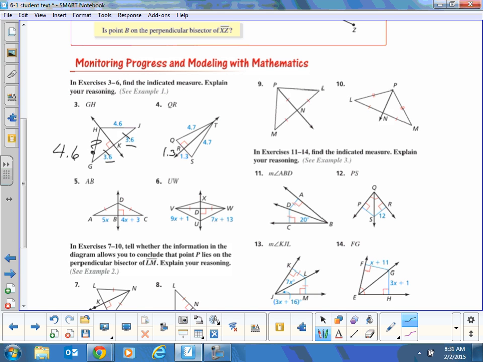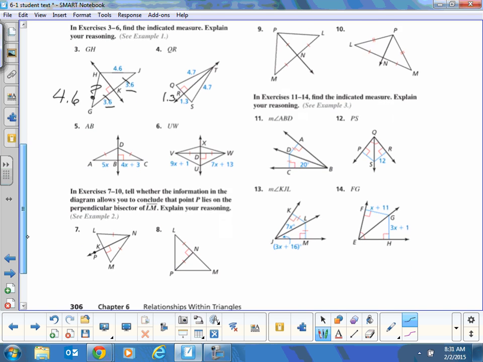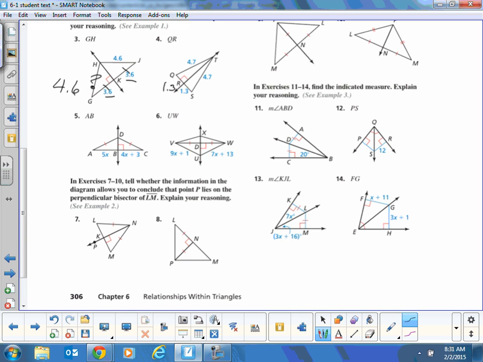These are easy, right? Maybe the hardest thing is finding the perpendicular bisector equation, and that's not very difficult either. AB. Well, this must be the perpendicular bisector, this DB line. 5x equals 4x plus 3, so we can set those equal to each other. That's right. So I've got x equals 3.